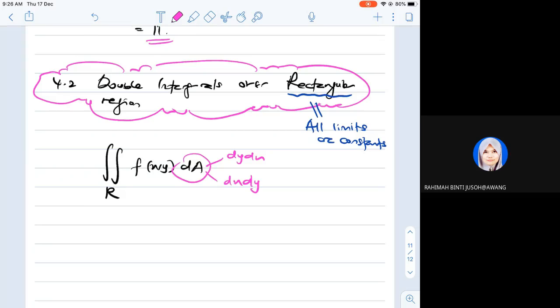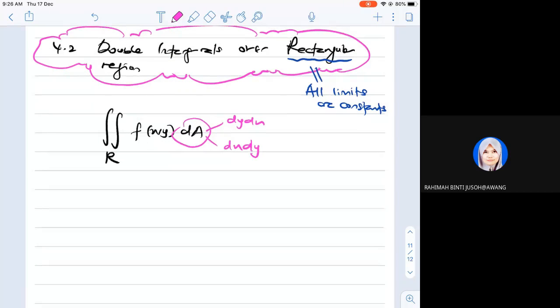Never mind, no issue. So you can just switch them around. Why? Because of the rectangular region, because all the limits are constant. You can just switch dy dx into dx dy. However, for the case of non-rectangular region, in the next subtopic next week, subtopic 4.3, you have to be careful. For the case of non-rectangular region, you cannot just switch the position, because it involves functions. However, in this case, all limits are constants, just numbers. So you can just switch the position. Never mind, no problem, no issue.